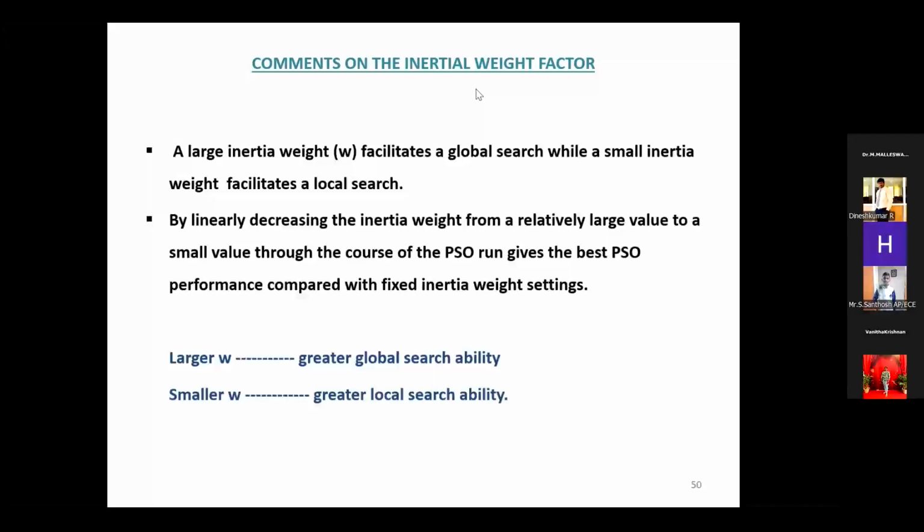Okay, this inertial weight factor will not come in genetic algorithm or other evolutionary algorithms. PSO is a swarm-based algorithm, whereas genetic algorithm is based on the human evolution algorithm. Now, a large inertia facilitates a global search. The larger the weight value, the greater the global search ability. The smaller the weight value, the greater the local search ability. So you must be clever enough to choose your weight values between the larger W and smaller W, to keep up with the local best as well as the global best.